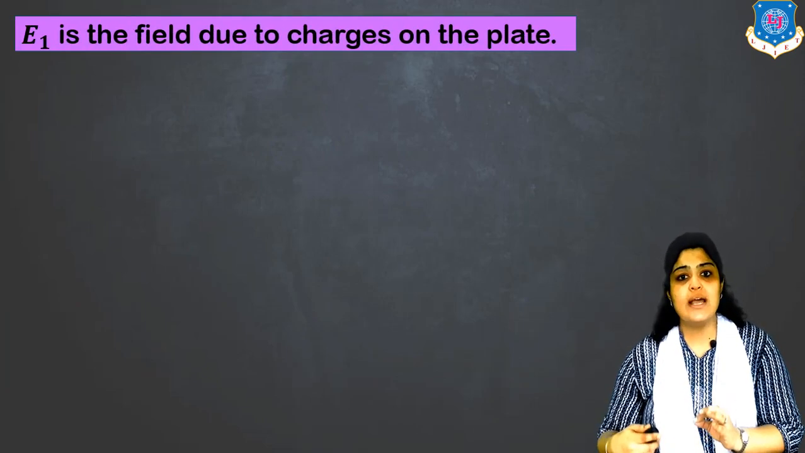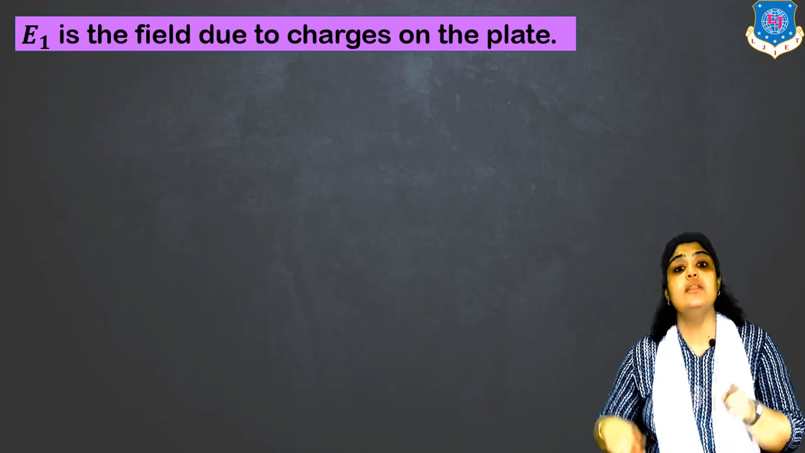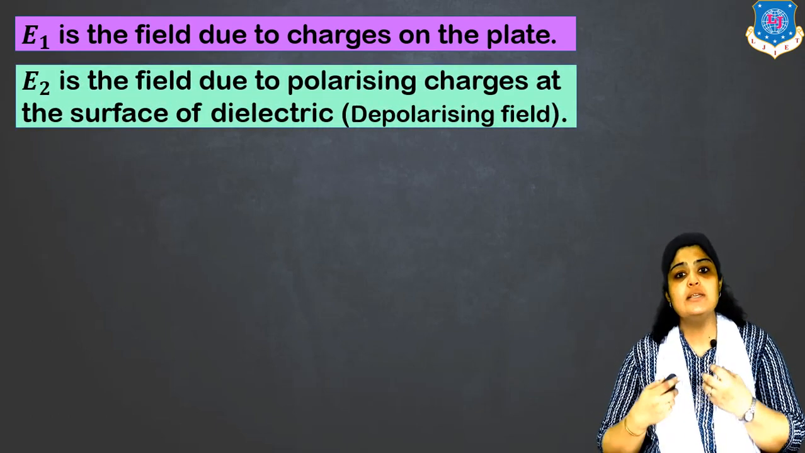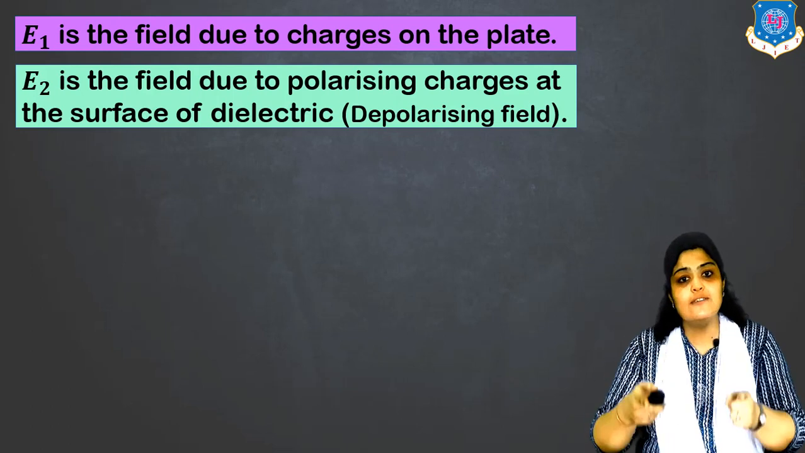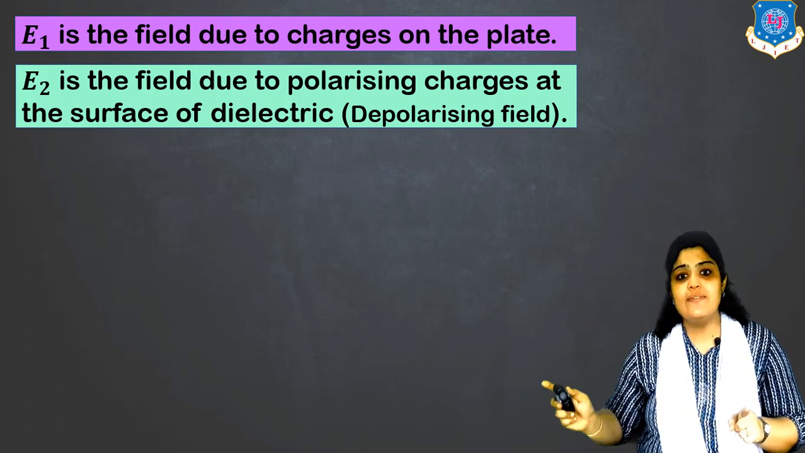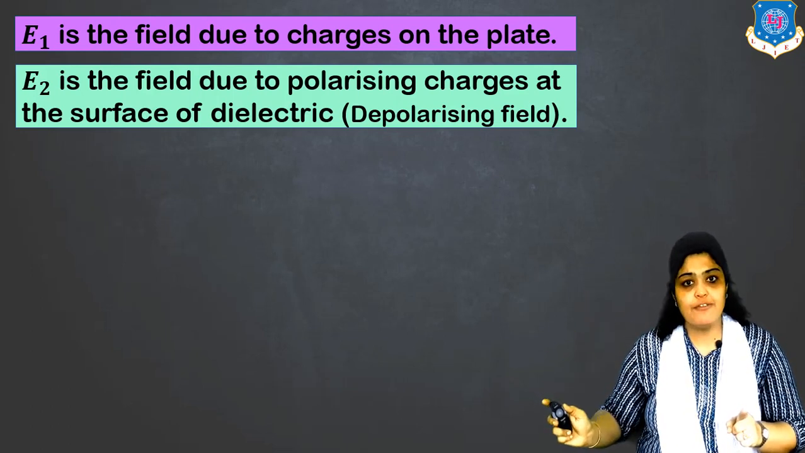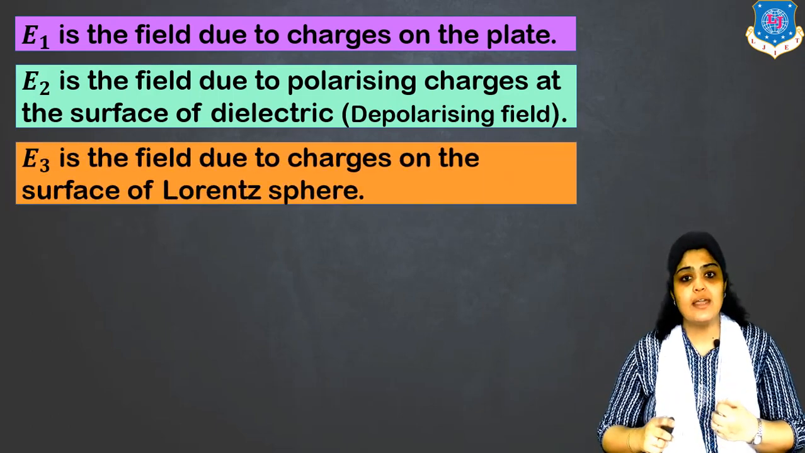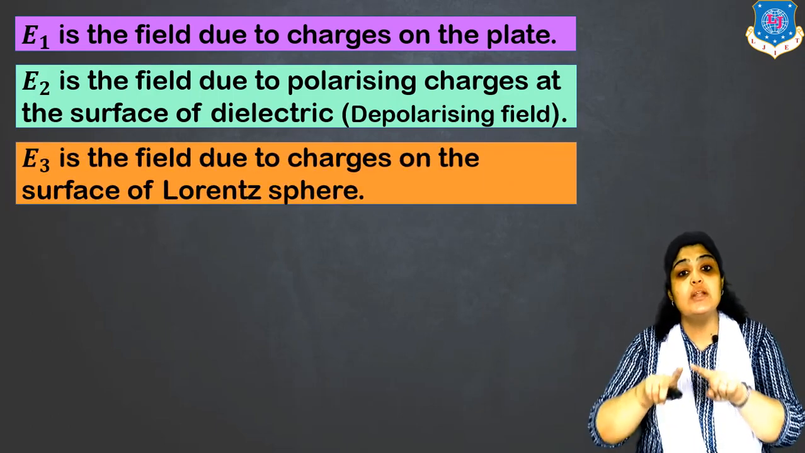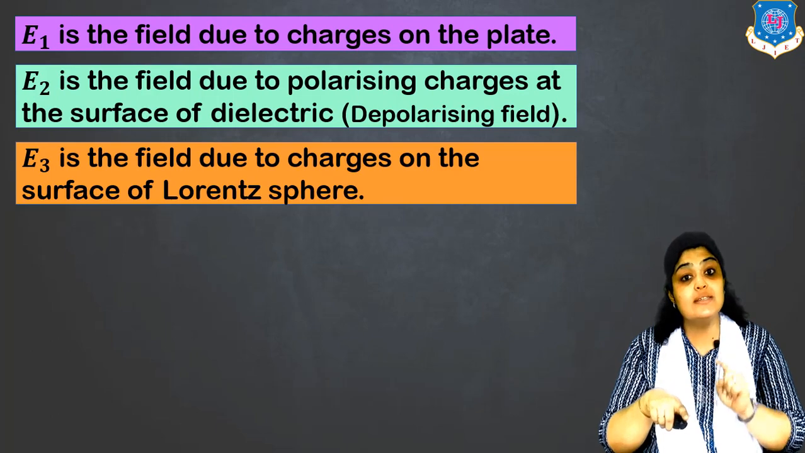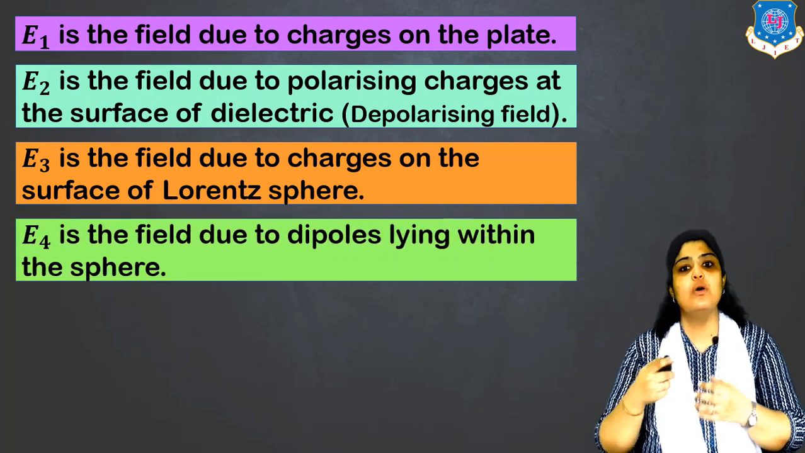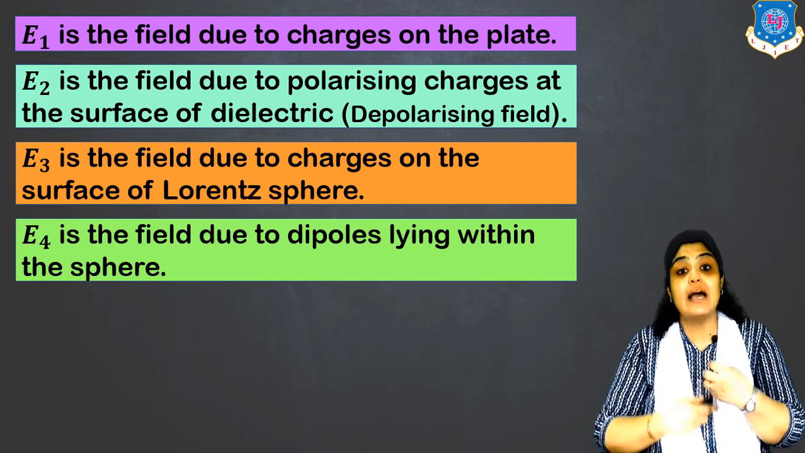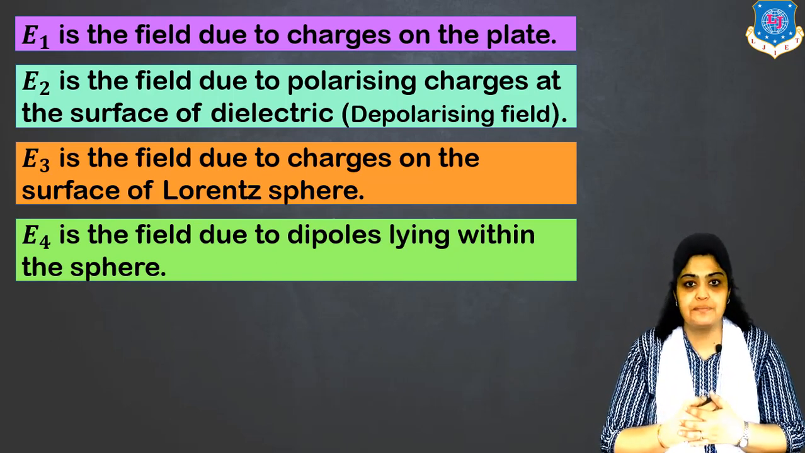So E1 is the field due to the charges on the metal plates. E2 is the field due to the polarizing charges on the internal surface of the dielectric. This field is also known as the depolarizing field. Then you have E3, which is due to the charges on the outer surface of the Lorentz sphere, the imaginary sphere. And E4 is due to the dipoles lying inside the spherical cavity.